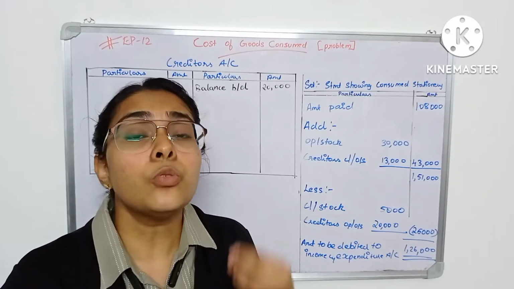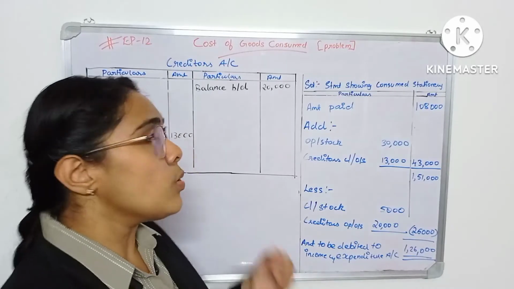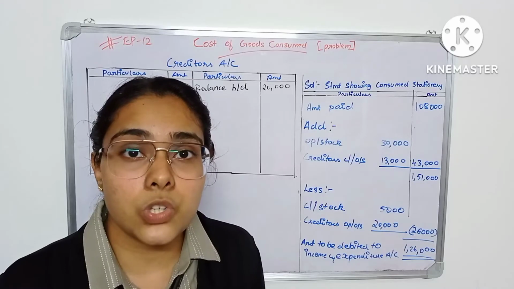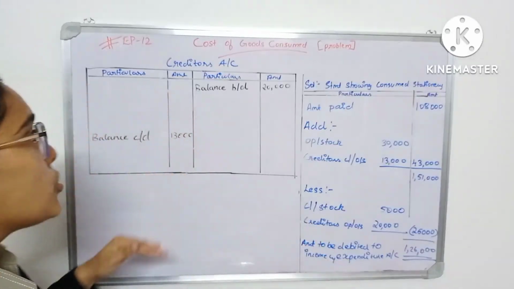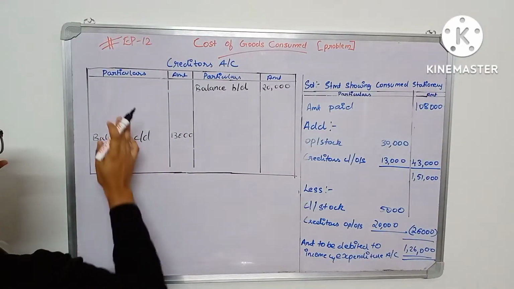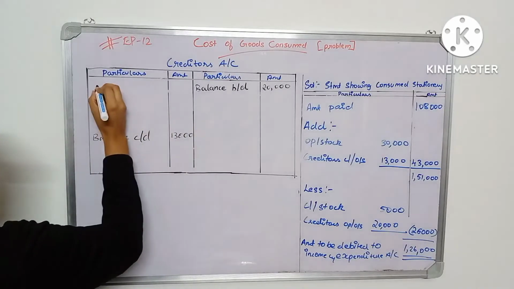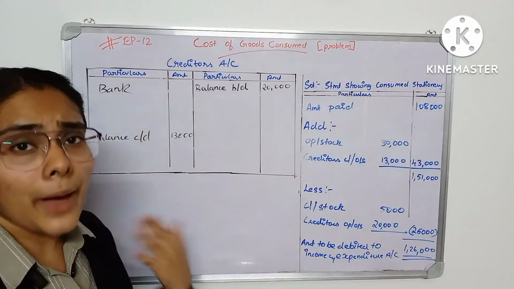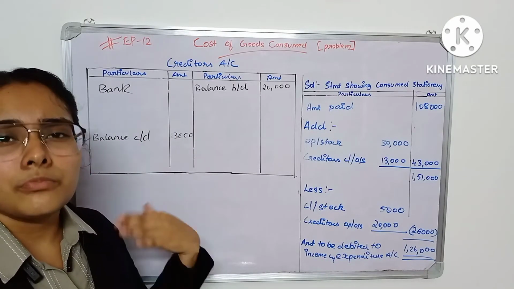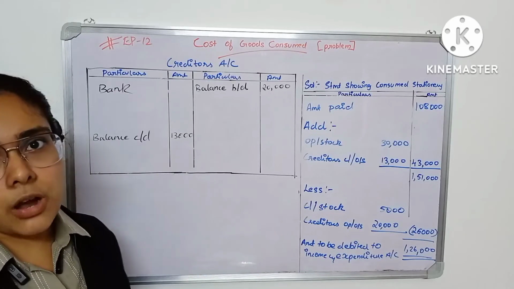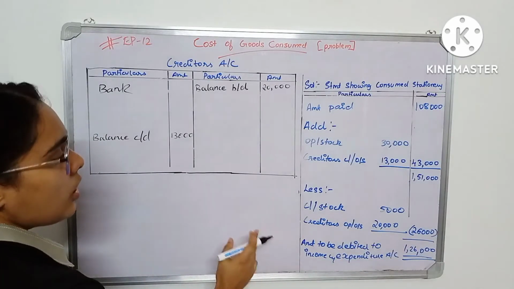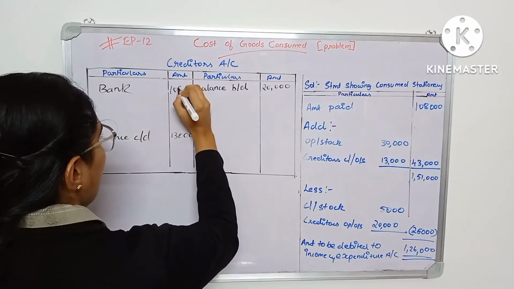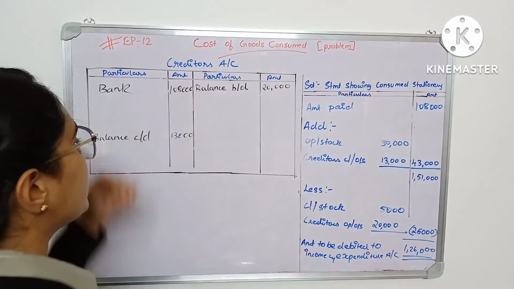So what will happen? You have to debit the creditors account. So what will be the journal entry? Creditors account debit to bank, or creditors account debit to cash. So you will go to the debit side of the creditors account and write the other aspect, that is bank. Now all the transactions are facilitated through bank accounts, right? So you can replace the cash account by the bank account. How much is the amount paid? It is 1,08,000.